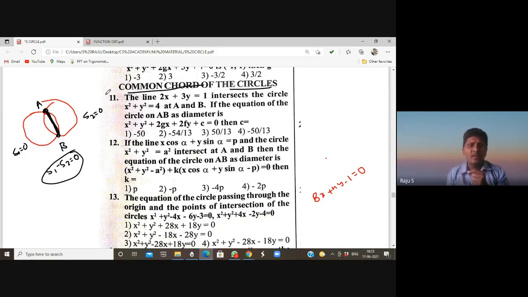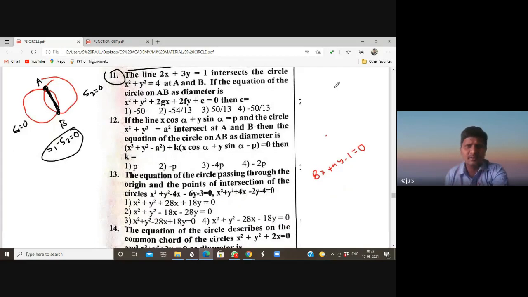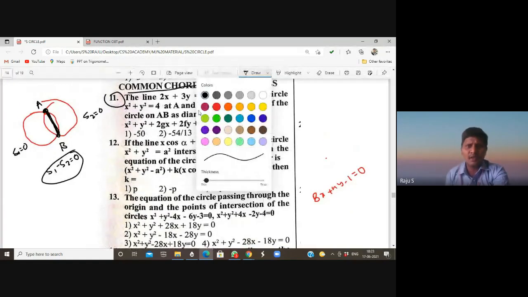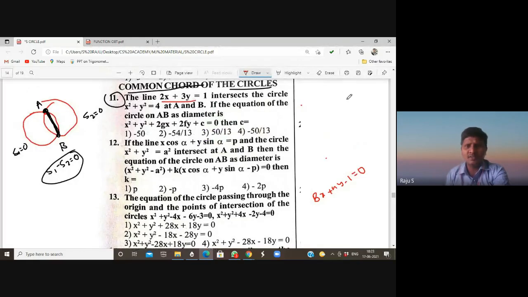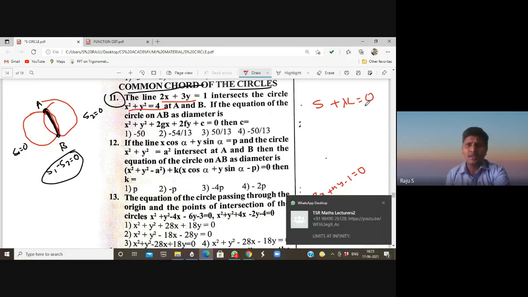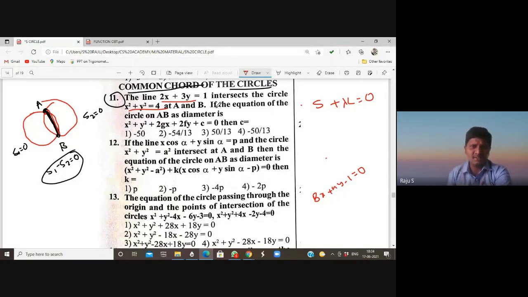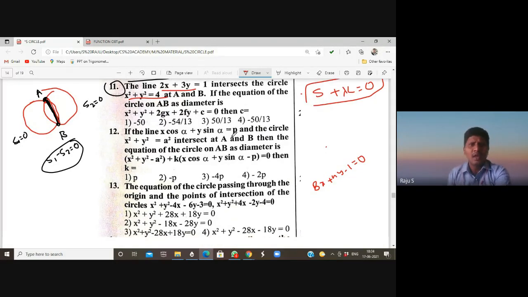Anyhow, I think I explained the 11th and 12th concepts. Here also same, I already explained. The line equation is given as capital L, the circle equation is given as capital S. Then the equation of the circle with AB as a diameter is S plus lambda L equals 0. AB you can consider as diameter, and I told you two methods in the previous class, so you can go through any one of the methods. The formula is this one. This is one method, and the 12th is also the same.